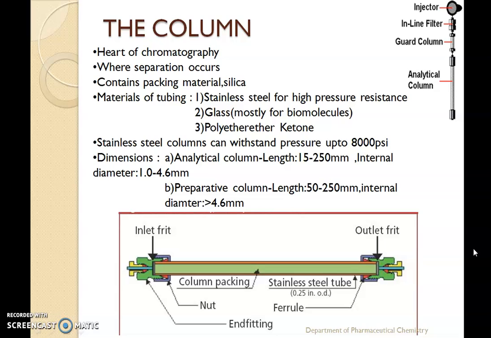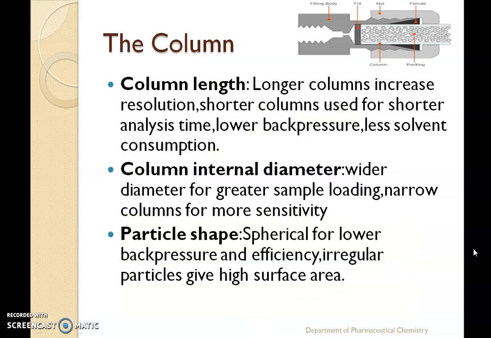So in order to undergo this separation, the column material plays a very important role. It may be of stainless steel for high pressure resistance, or it can be glass, or it may be polyether ether ketone. When it comes to stainless steel, the column should have a withstand capacity of 8000 psi, and the dimensions of an analytical column usually vary from 15 to 250 mm, with internal diameter 1.2 to 4.6 mm. In case of a preparative column, it is 50 to 250 mm, with internal diameter 4.6 mm.